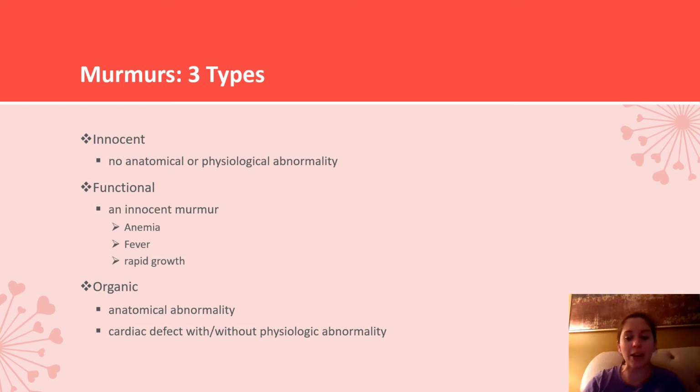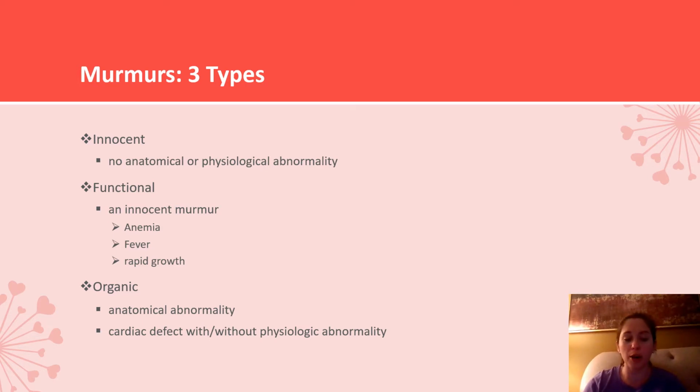So there's 3 different types of murmurs. There's the innocent murmur, where there's really no known reason why it happens. It just happens. And when you look at an EKG and when you look at the echocardiogram, everything's normal. So these are very benign, and we don't worry about them. We just listen every time we assess our patient and make sure there's no change.